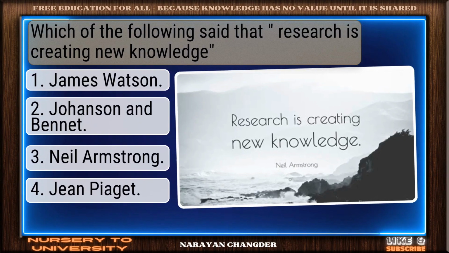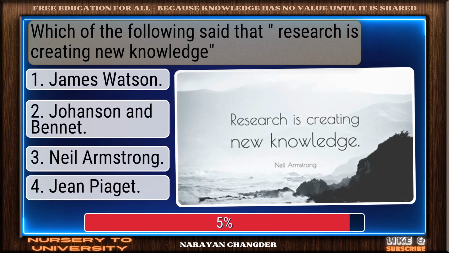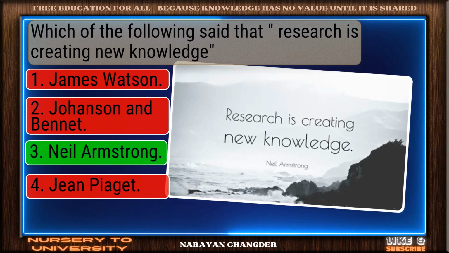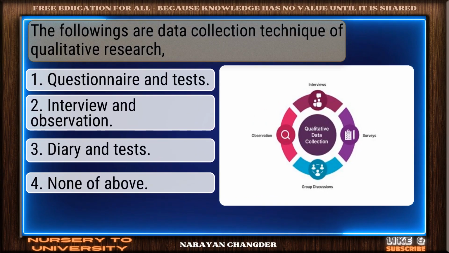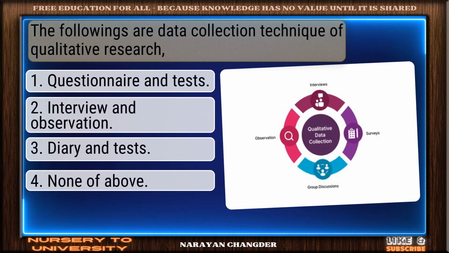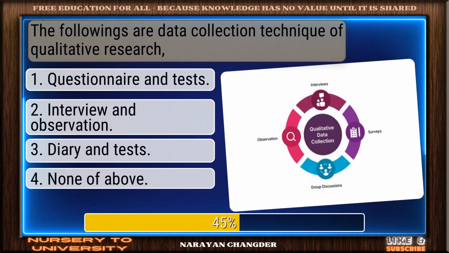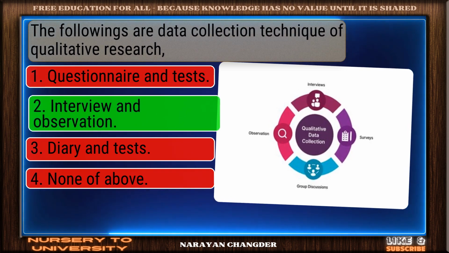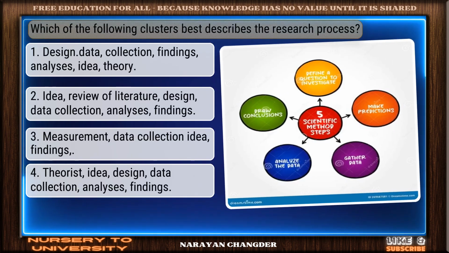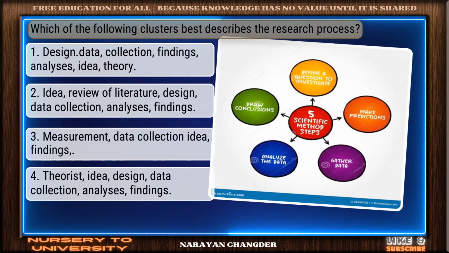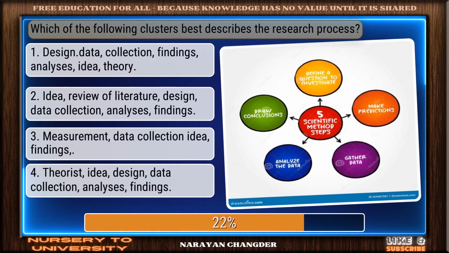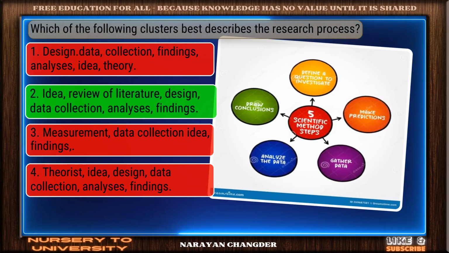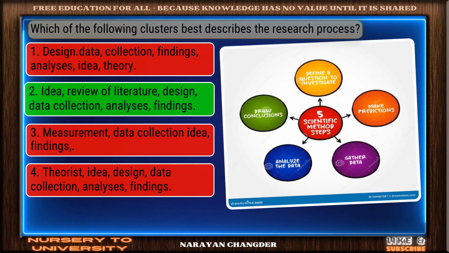Which of the following said that research is creating new knowledge? Right choice. Neil Armstrong is the best answer. The followings are data collection technique of qualitative research. Well reasoned. Interview and observation is the correct choice. Which of the following clusters best describes the research process? Correct response. Idea, review of literature, design, data collection, analysis, findings is the most accurate answer.